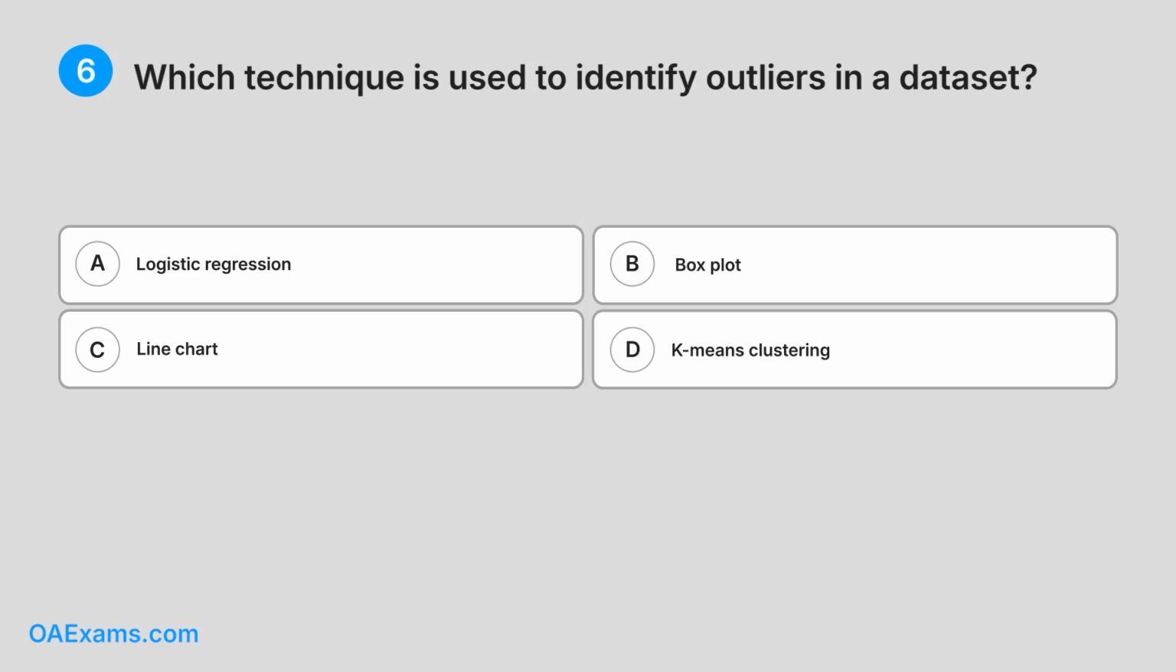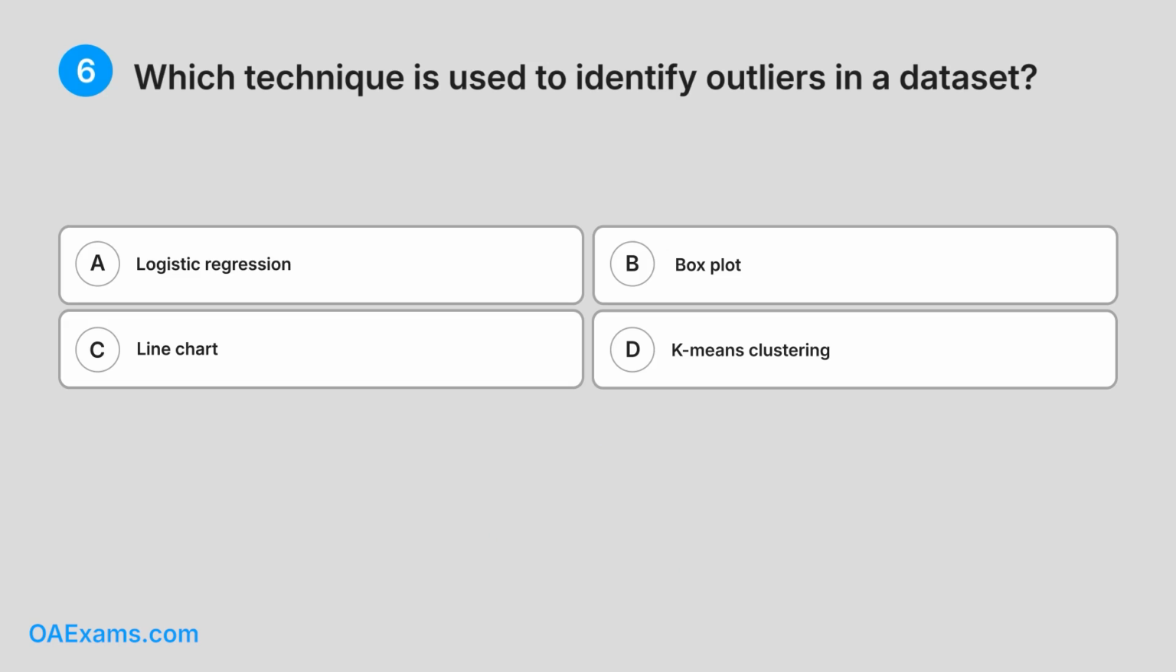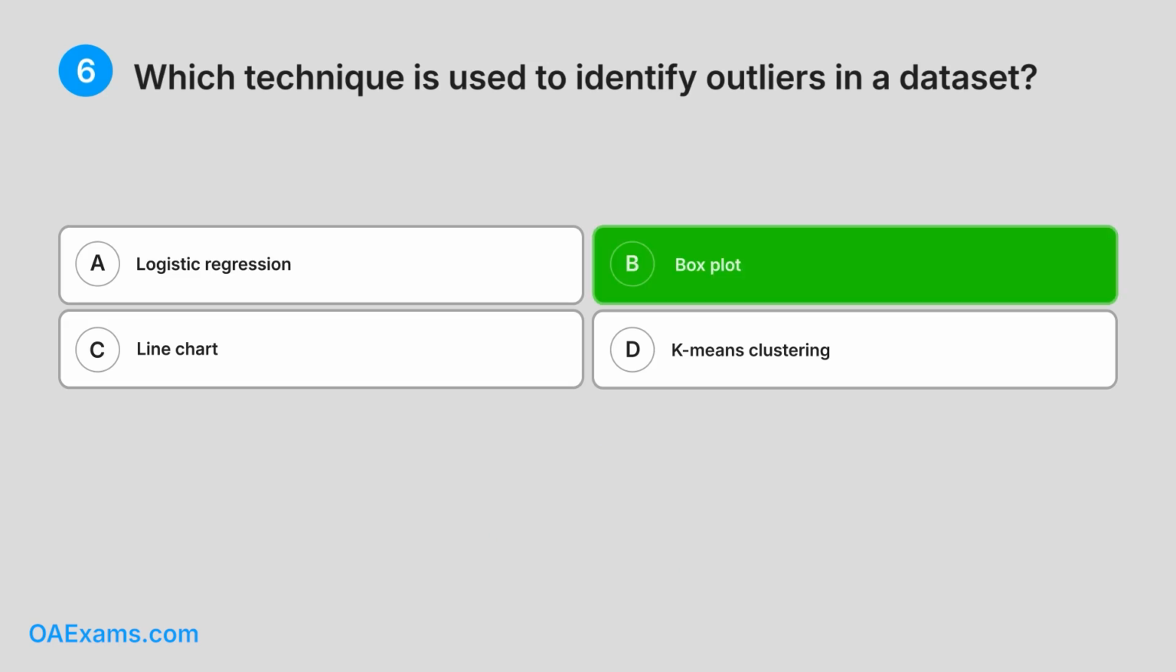6. Which technique is used to identify outliers in a dataset? A. Logistic regression. B. Box plot. C. Line chart. D. K-means clustering. What do you think is the answer? Correct answer: B. Box plot.